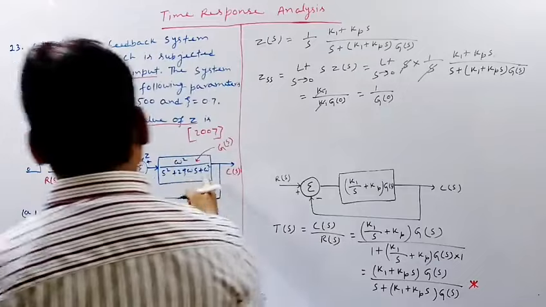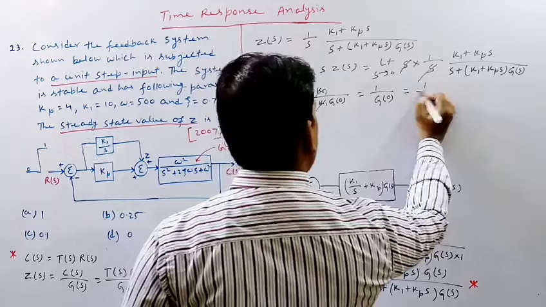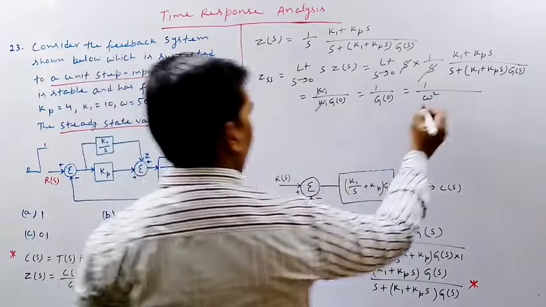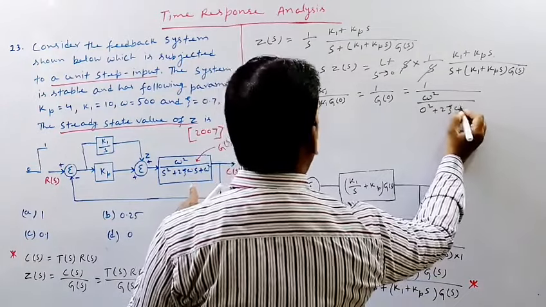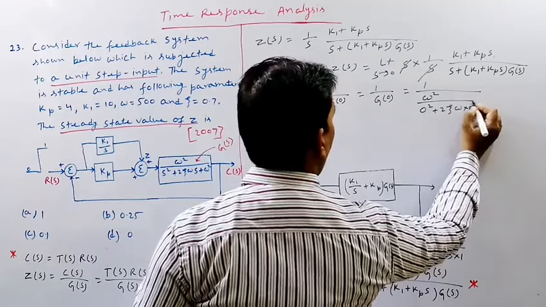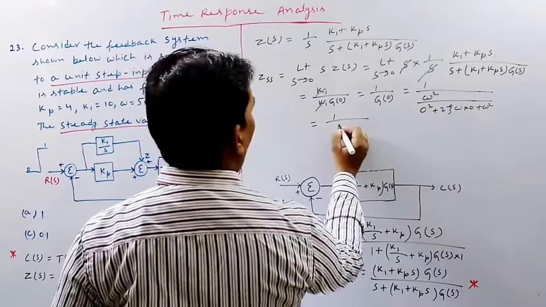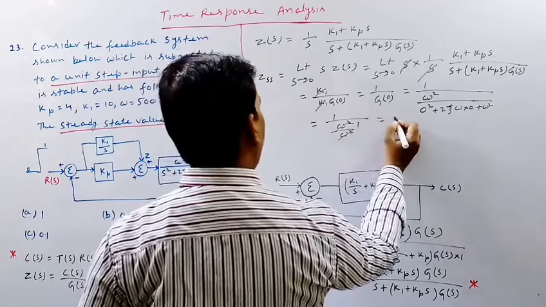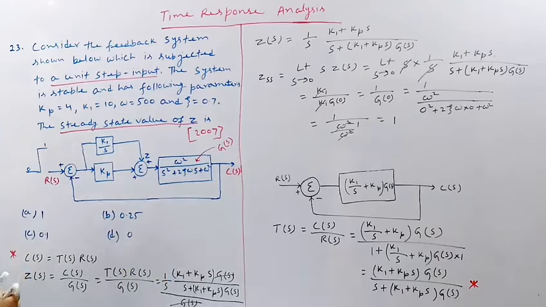Now what is the value of G0? If we find the value of G0, meaning at S equal to 0, it will be omega square divided by 0 square plus 2 zeta omega into 0 plus omega square. So it is omega square divided by omega square. These two will cancel out each other, and the final value is 1. So which of the given options is correct? Option A is the correct one.